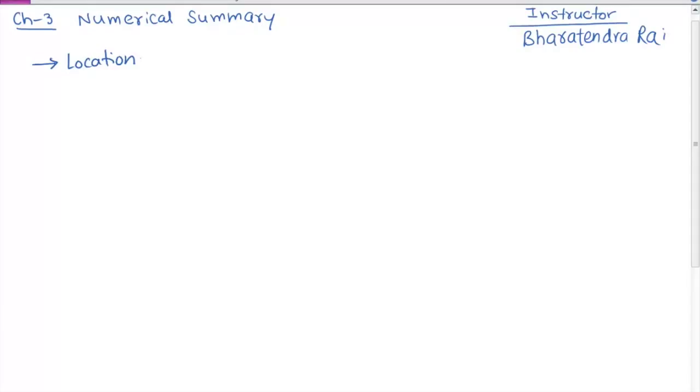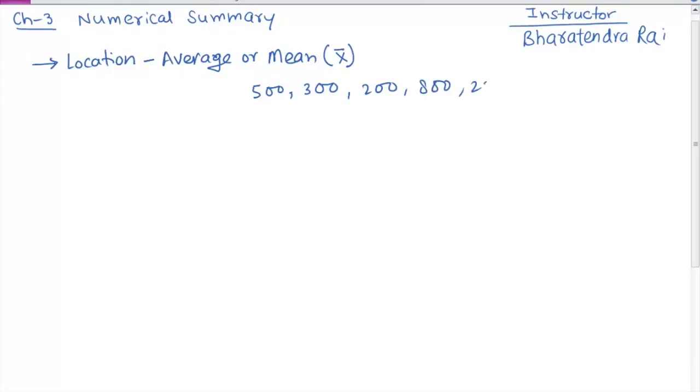So one of the most commonly used numerical summaries for location is the average, also called the mean. Generally we represent average or mean by x bar. For example, if you have the number of cell phone minutes used last month for 5 samples, 500, 300, 200, 800 and 200, then you can easily find the average by adding everything and dividing by how many you have.